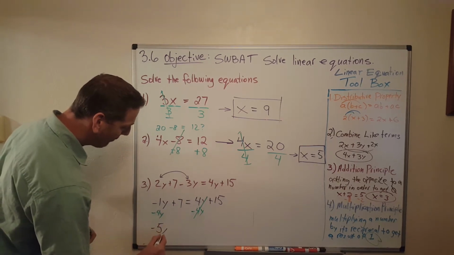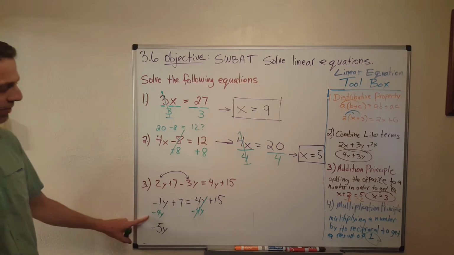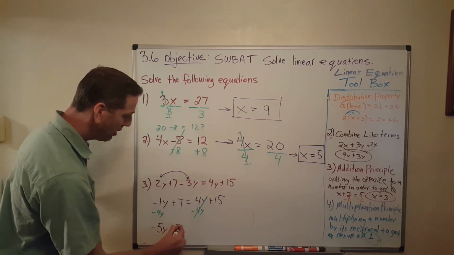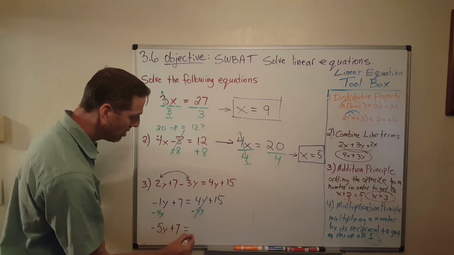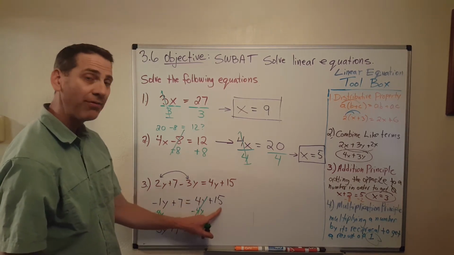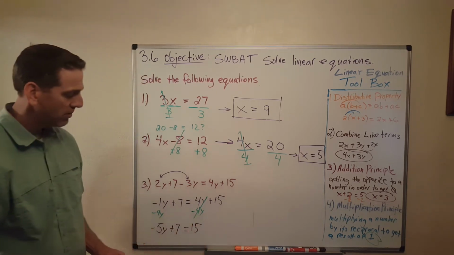So I got negative 5y. Okay, so I just combine these two terms. Now I'm going to bring everything down. Plus 7 equals, this is canceled, so I'm just going to have the 15 on the right side there. All right.